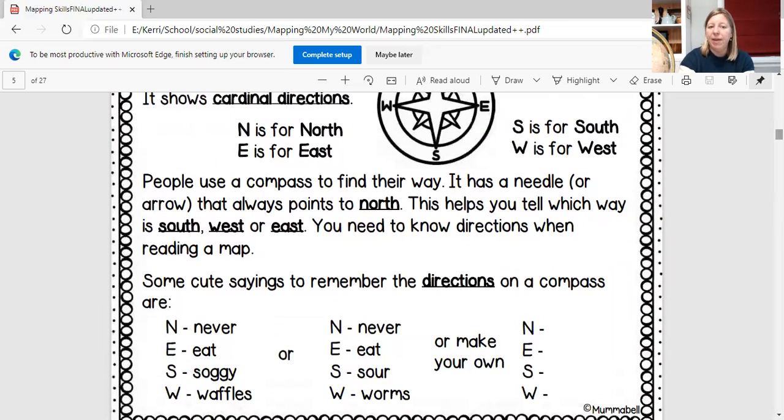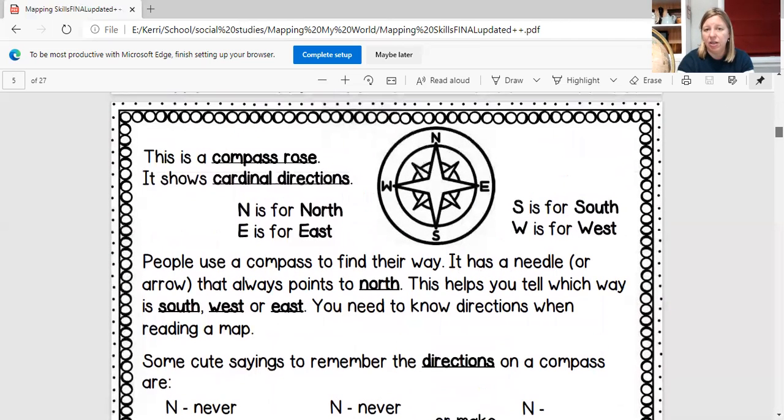People use a compass to find their way. It has a needle or arrow that always points to north. What does it always point to? North. This helps you tell which way is south, west, or east. So the compass does not point to the south, west, or east. It always points north. And then you can figure out where the other cardinal directions are based on that and how they fall on the compass rose. We'll get to that.